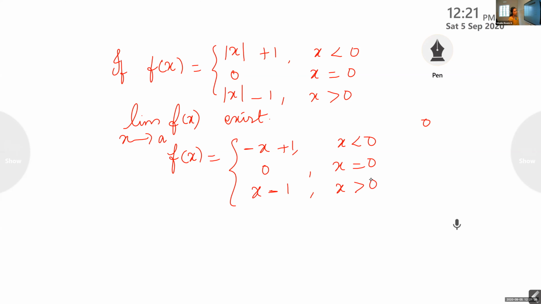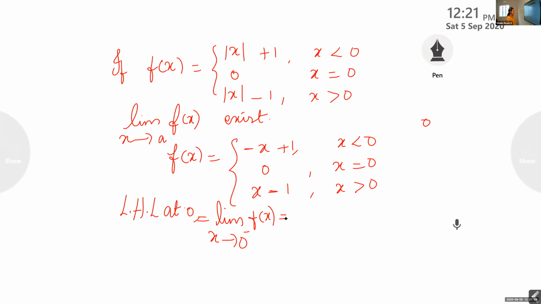Up to this, is it okay, children? Is it clear? For x less than 0, modulus of x is negative x. If we take x greater than 0, it is plus x. So we are rewriting the function like this. Now find out the limit. I am going to find the left hand limit at 0. That is the same as limit x tending to 0 minus of f of x.